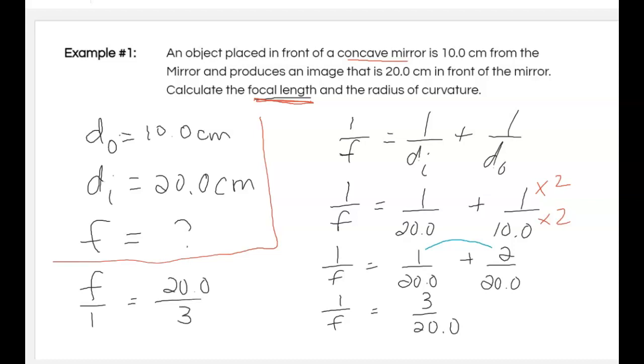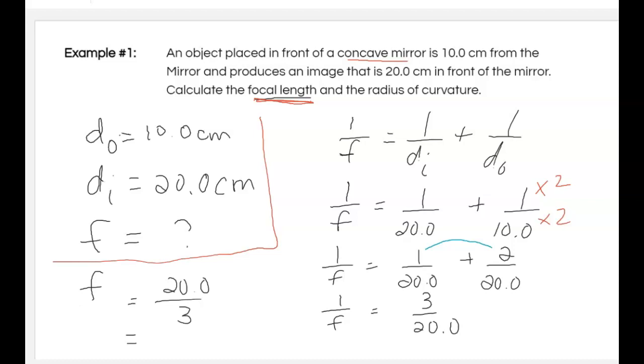Now, F divided by 1, I can just get rid of that 1. I don't really need it there. And so by taking the reciprocal of both of these sides, I now have a value that I can solve for to get my focal length. And I'm going to do that. So 20 divided by 3 gives me my answer.